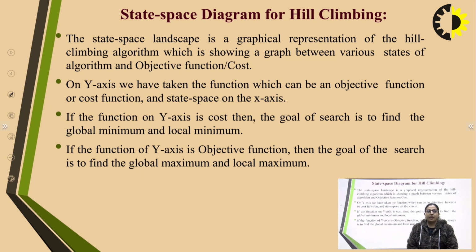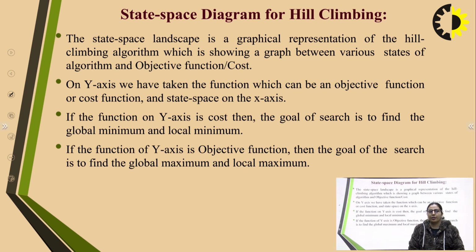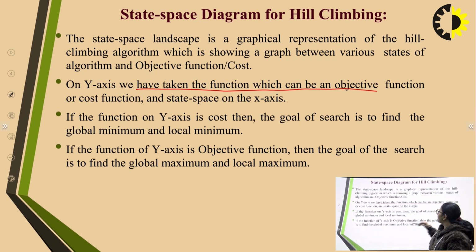What is a state space diagram? It is basically a graphical representation of the hill climbing algorithm, which shows a graph between various states of the algorithm and the best objective or the cost. So it is a graphical representation of various states along with their cost. In a state space diagram, on the x-axis we are considering either the objective function or the cost function, right?